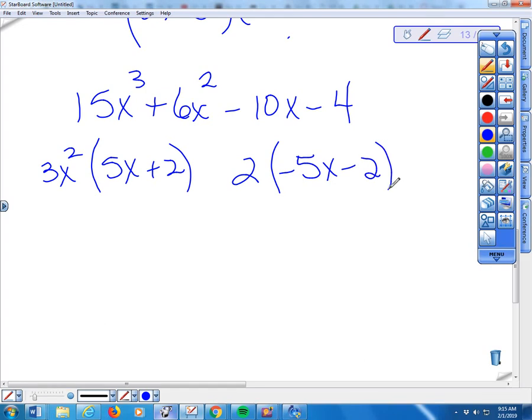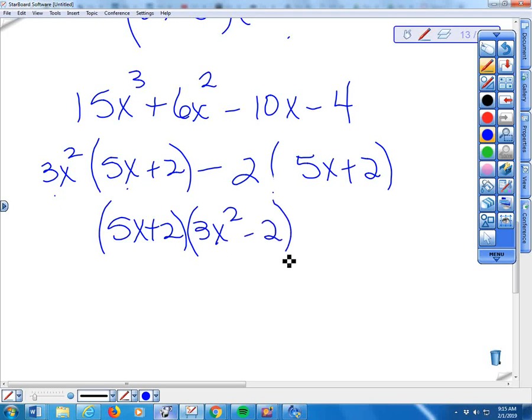We need to switch the sign of the 2 so that it will be positive. Does that make sense so far? Okay, now what's common to both of these terms? 5x plus 2. And what's left when I pull 5x plus 2 out of this? 3x squared minus 2. And now I can't factor any further. This is not a difference of squares. So I'm done.